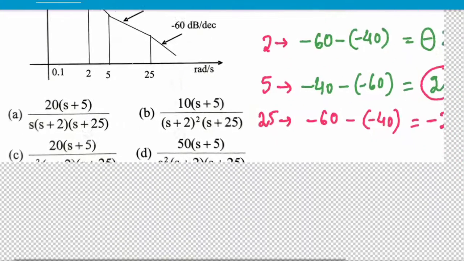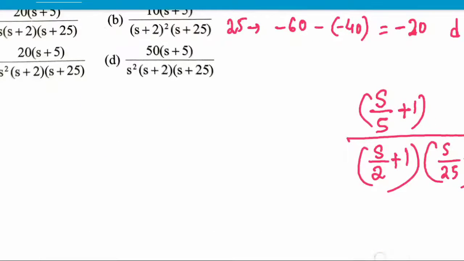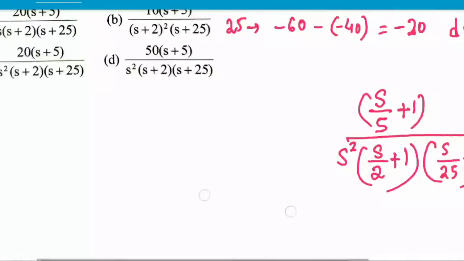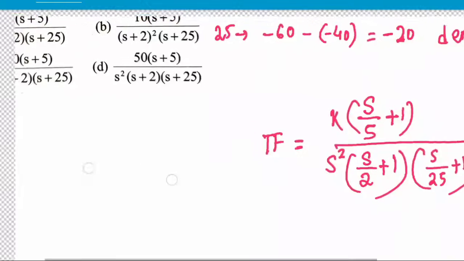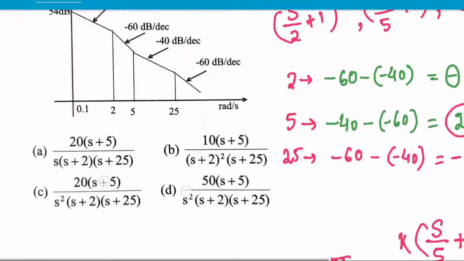So s squared will be in the denominator. The next term is k. This is the complete transfer function, and now we are left with k. What is the value of k? To find the value of k, we have to go to the plot.